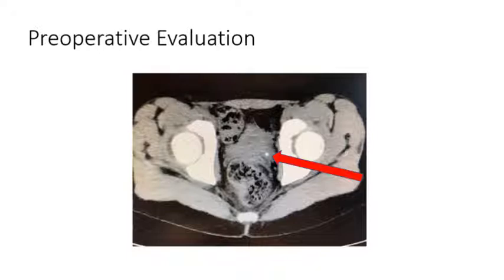This is a low-dose stone protocol non-contrast CT scan of the abdomen and pelvis, revealing a left distal ureteral stone. It is important to obtain a basic metabolic panel, urine analysis, negative urine culture, and pregnancy test in teenage female patients. Preoperative images are reviewed prior to the procedure. It is important to obtain history of any spontaneous passage of the stone on the day of the surgery.